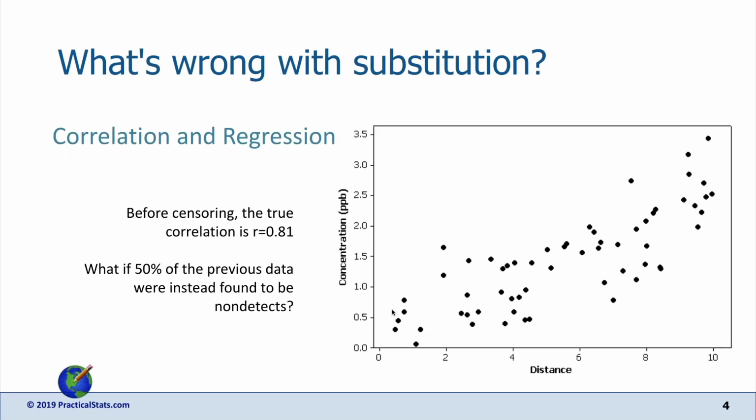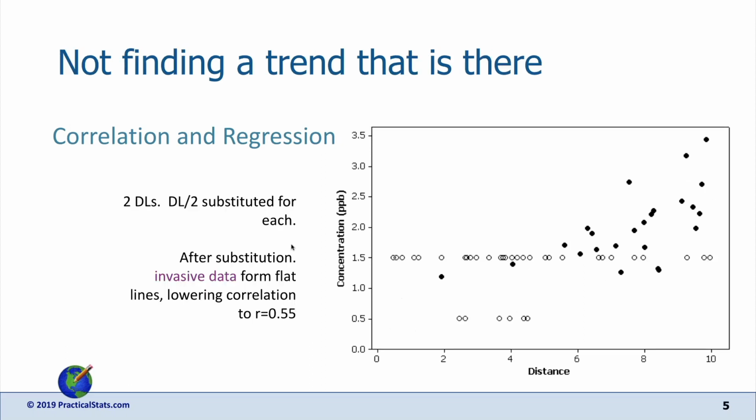So here's just some examples. This was data that is in my book on this topic, and it was basically a straight line with some noise. So it was generated. It has a correlation coefficient of 0.8, so that's a pretty strong correlation. And what if about half of these turned out to be Nondetects? So I just changed them with 2 detection limits at 3 and 1, and then stuck in 1/2 the detection limit. And what do you see?